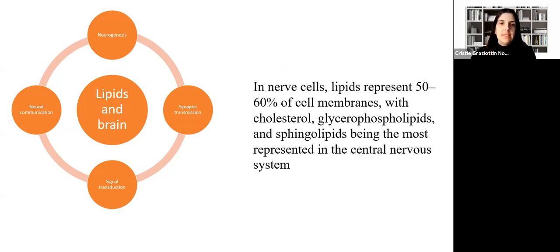What about lipids and the brain? When you think about lipids and the brain, lipids are involved in neurogenesis, synaptic transmission, signal transduction, and neurocommunication. In nerve cells, lipids represent 50 to 60% of cell membranes, with cholesterol, glycerophospholipids, and sphingolipids being the most represented in the central nervous system. Here you can see the importance of the glycerophospholipids, cholesterol, and sphingolipids that you are going to study with Dr. Lewis.